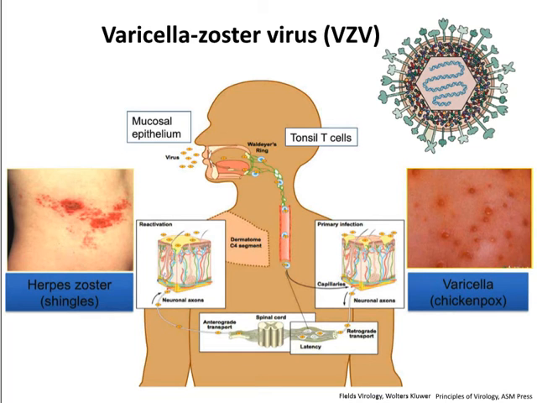We have two more herpes viruses to talk about. Another one is varicella zoster virus, VZV. Again, a very large herpes virus, just like the other ones we're talking about with big double-stranded DNA genomes.